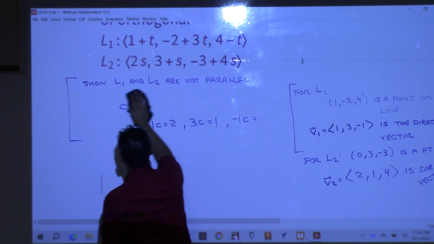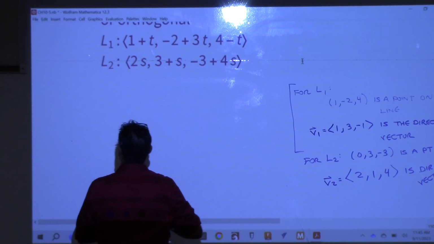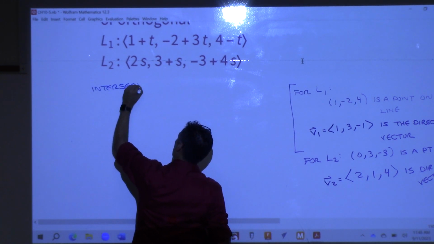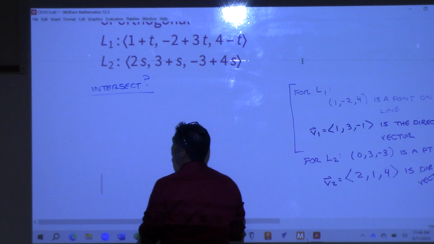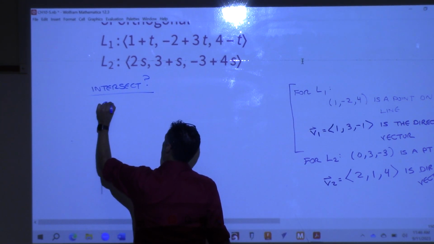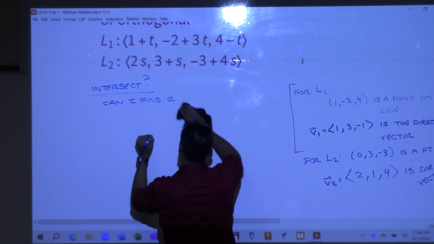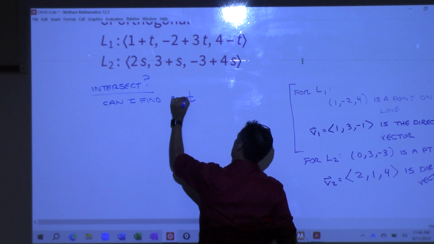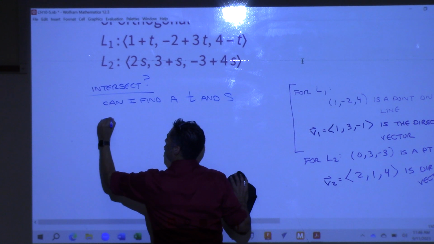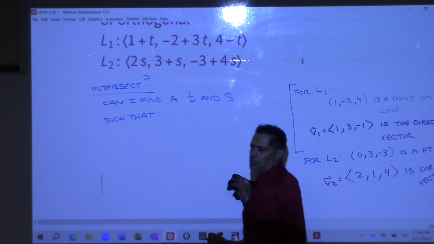So I'm going to put here, do they intersect? Question mark, right? I don't know if they intersect yet. So do they intersect? I'm going to ask myself, can I find a t and s such that these 3 things are true?